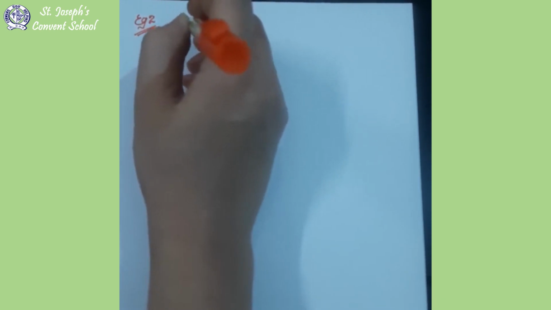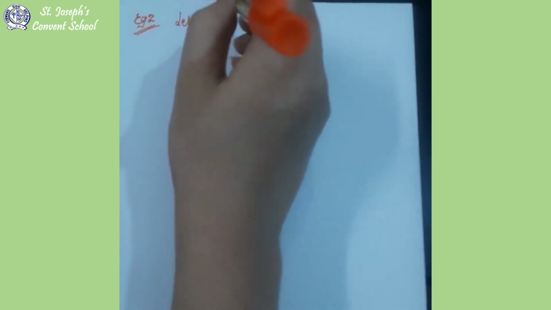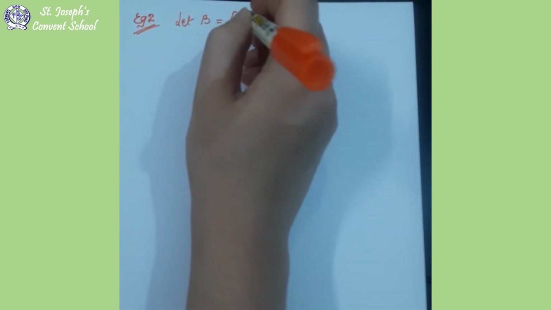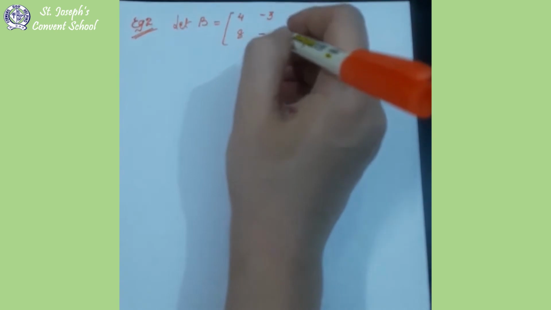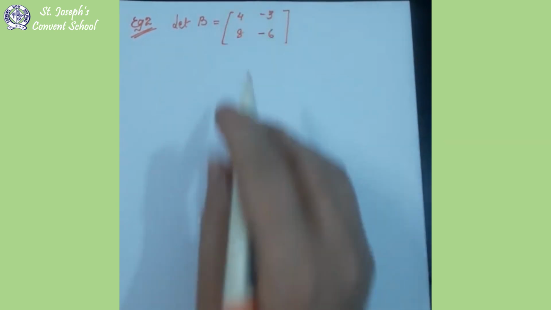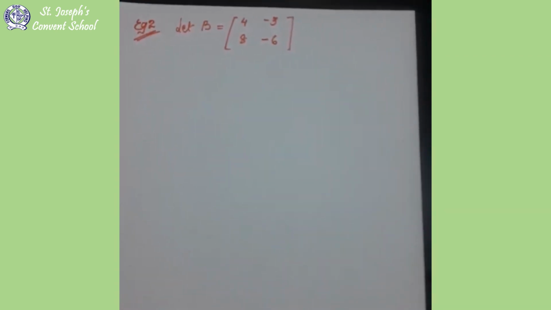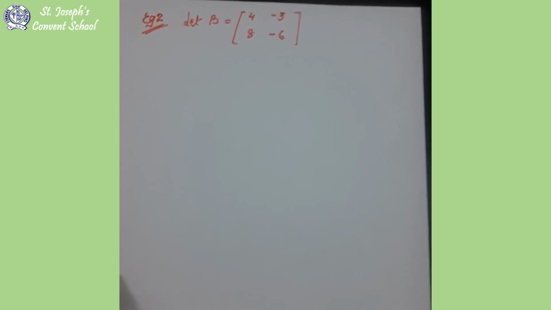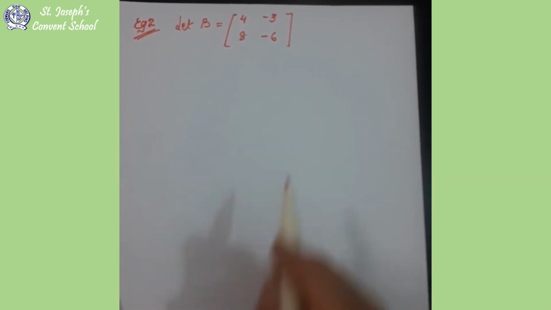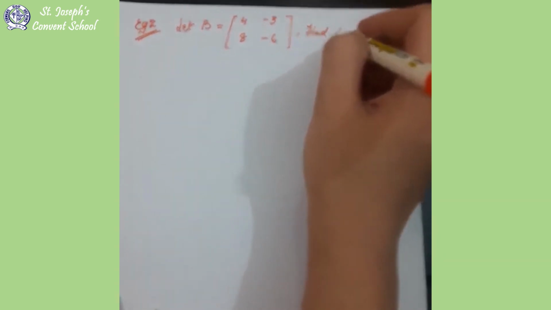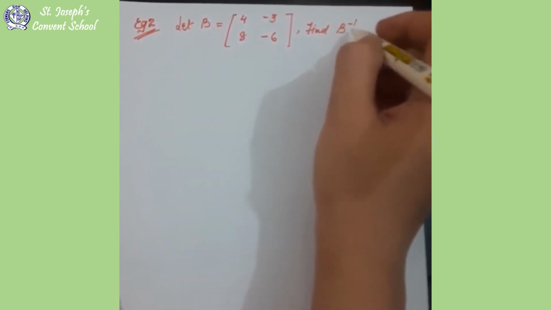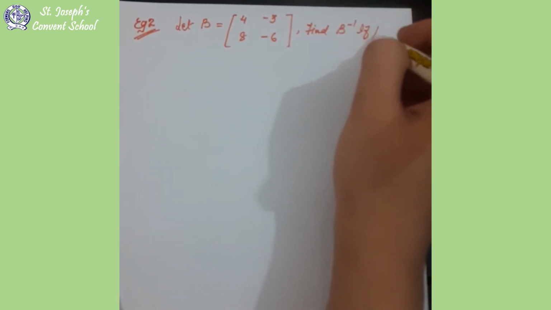Let matrix B be given: 4, minus 3, 8 and minus 6. Now this matrix is given and you have to find the multiplicative inverse if possible. Okay, find B inverse if possible.